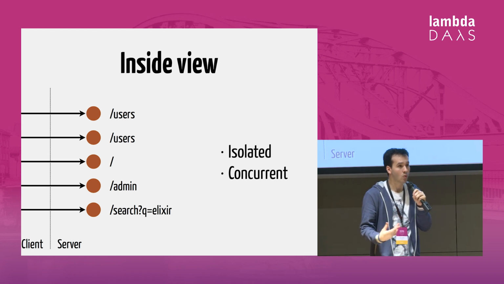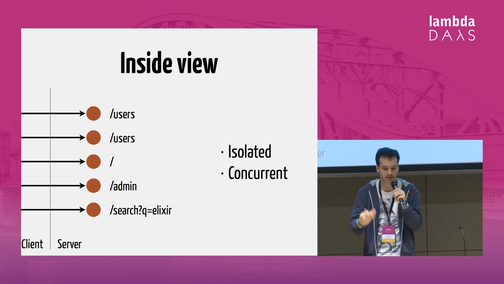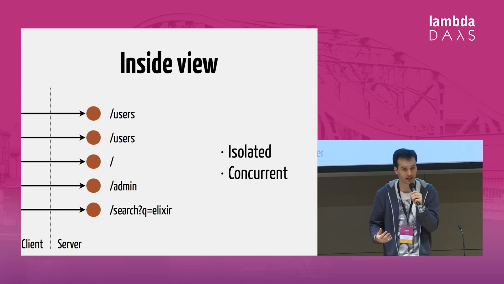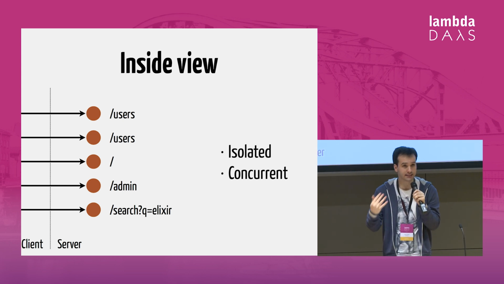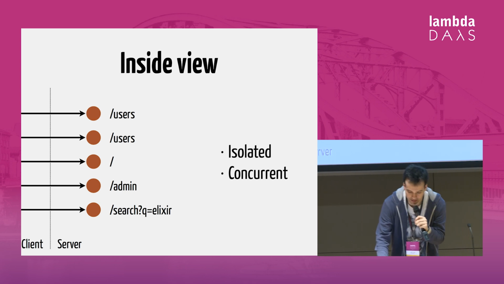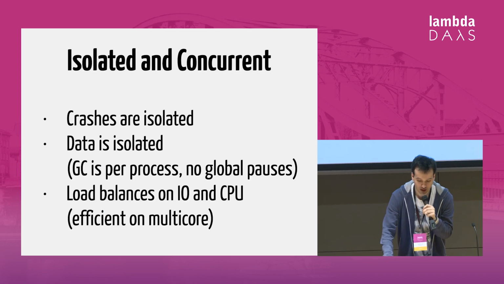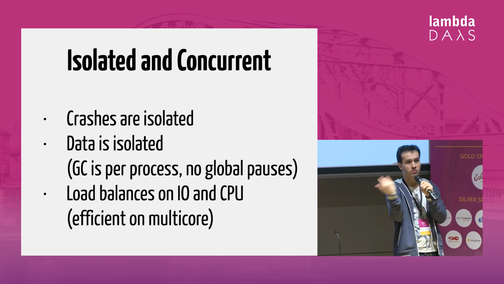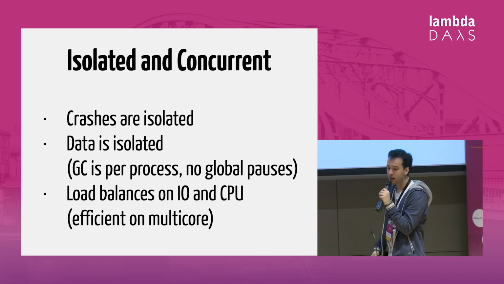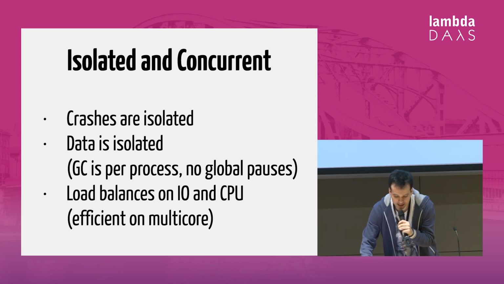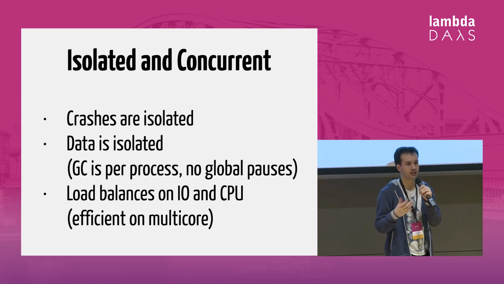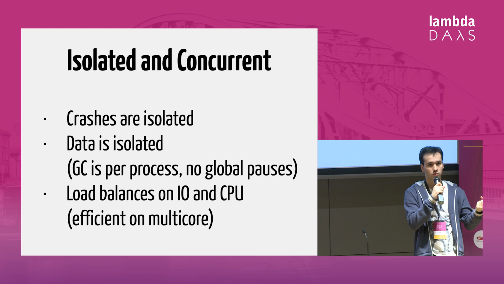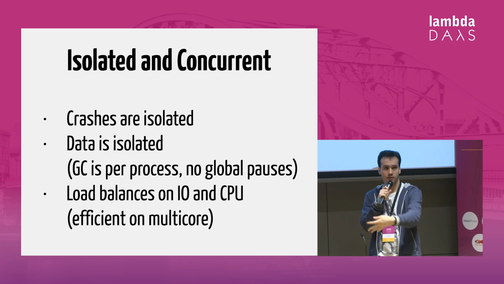And again, why using processes is interesting. It's because processes are isolated and concurrent. And what this means for regular HTTP requests is the following, right? So first, crashes are isolated. We want that, right? If one request fails, it should not make an unrelated request fail as well. But not only are the crashes isolated, the data is isolated. Everything that belongs to a process is not shared with another process.